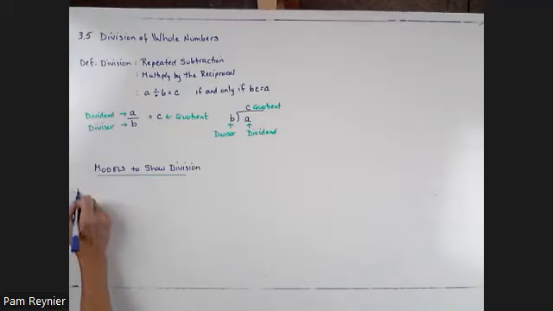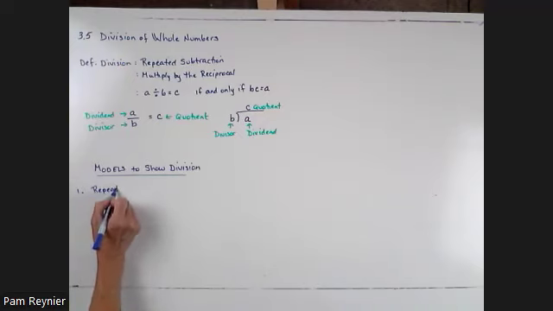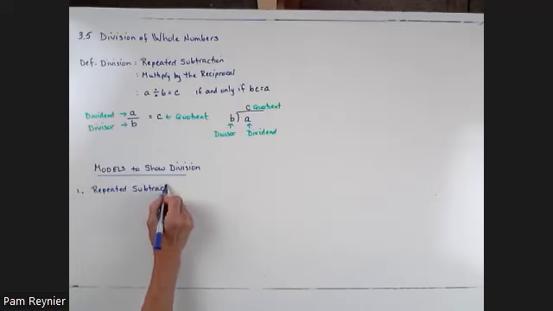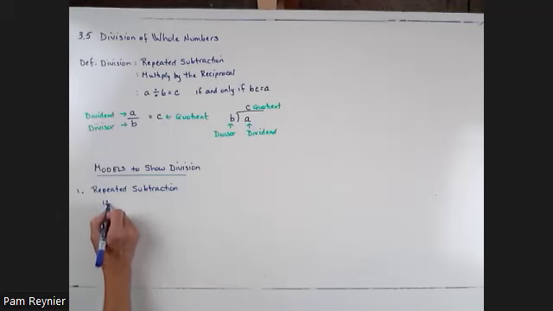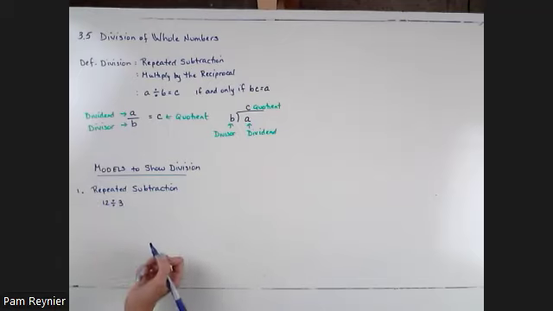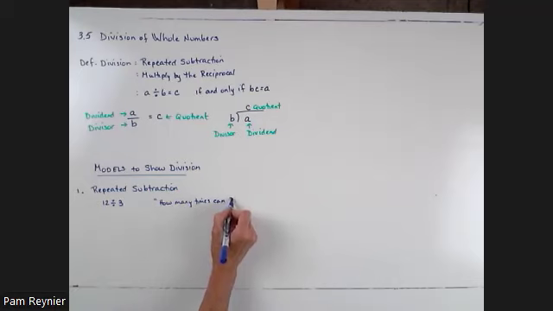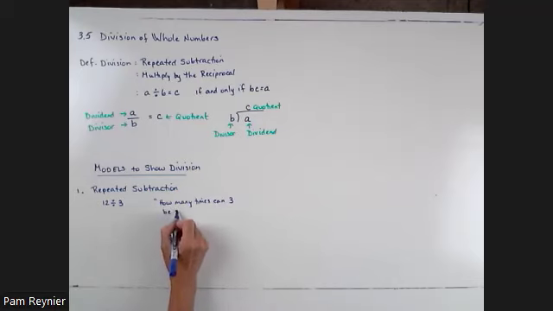So this first one, repeated subtraction. And I'm not going to use large numbers because we're looking at concept here. So let's say we have 12 divided by 3. The idea is how many times can 3 be subtracted from 12?